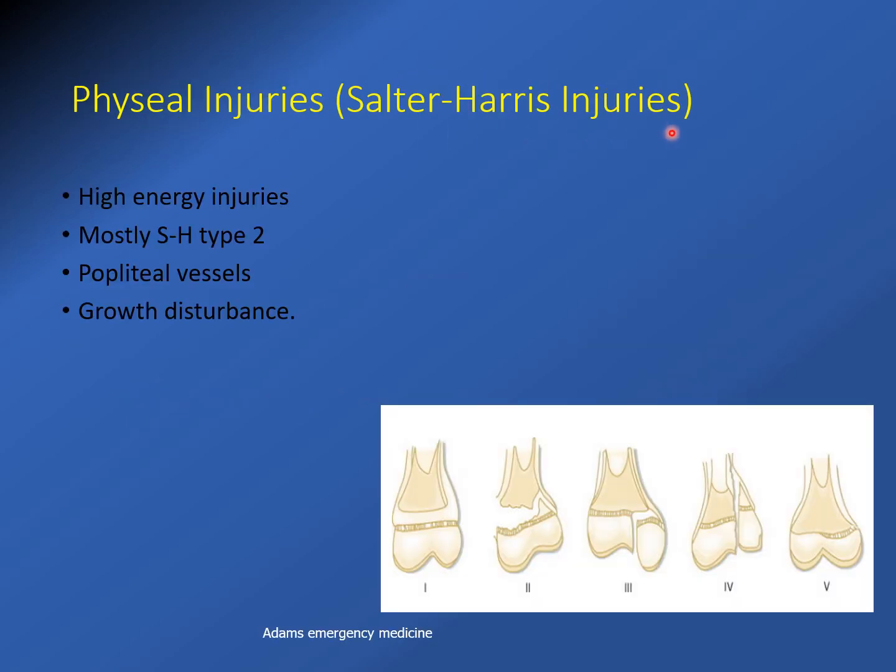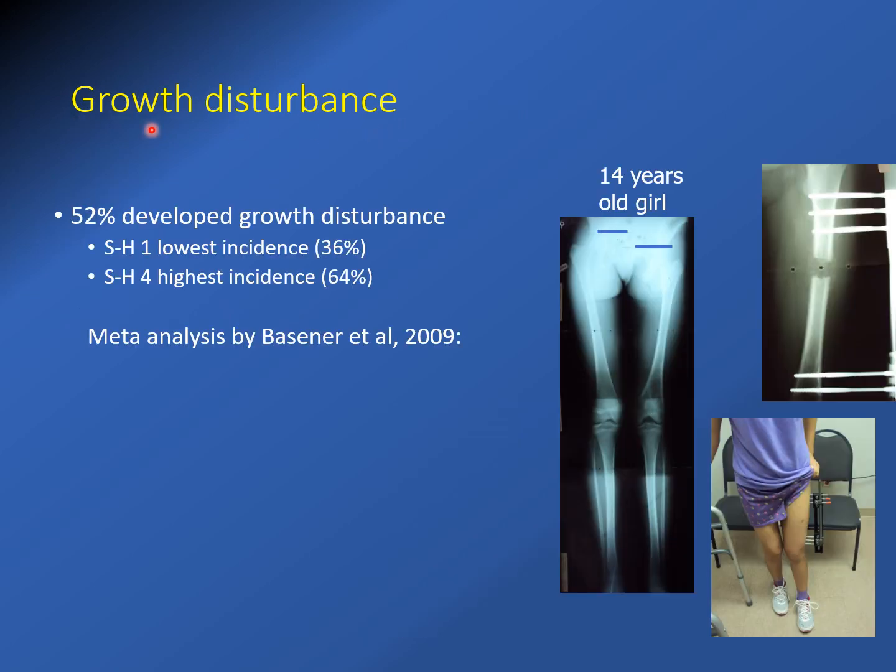Physeal injury, the second part of the distal femur fracture, the Salter-Harris injury. It means that it happens through the physis. Most commonly is supracondylar type 2, so the injury goes through the physis and then continues into part of the metaphysis. In this area, the fracture can have an effect over the popliteal vessel. We're going to show a picture for that, and it can cause growth disturbance. The growth disturbance of the distal femur fracture is very common. The distal femur physis can easily be affected if it has an injury to it.